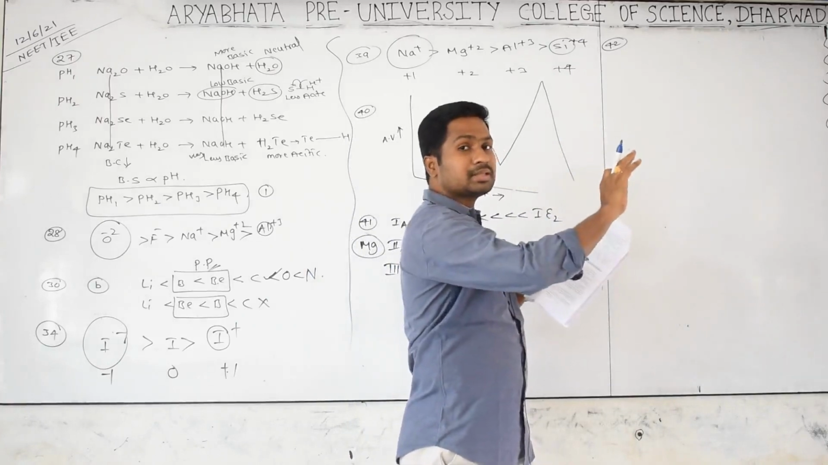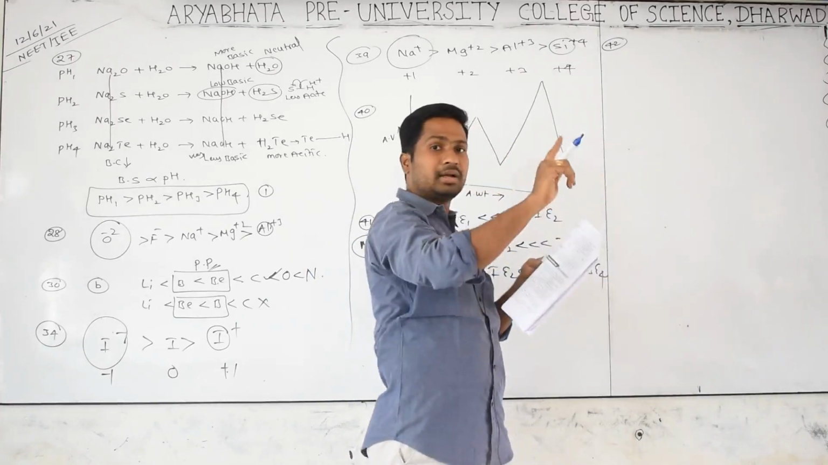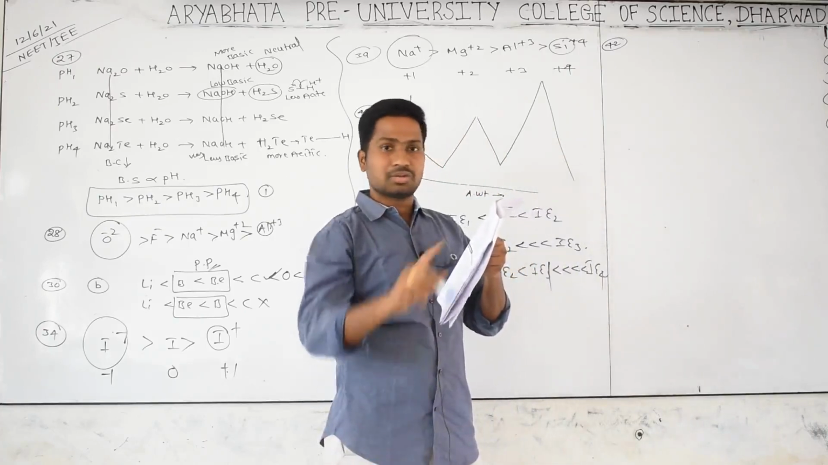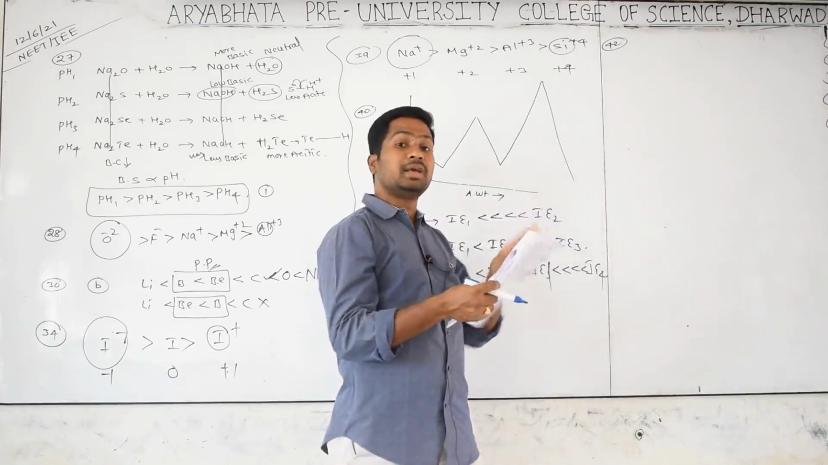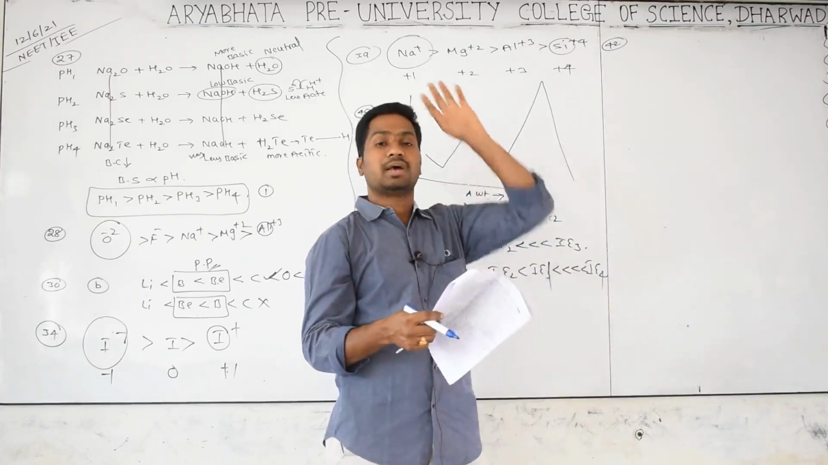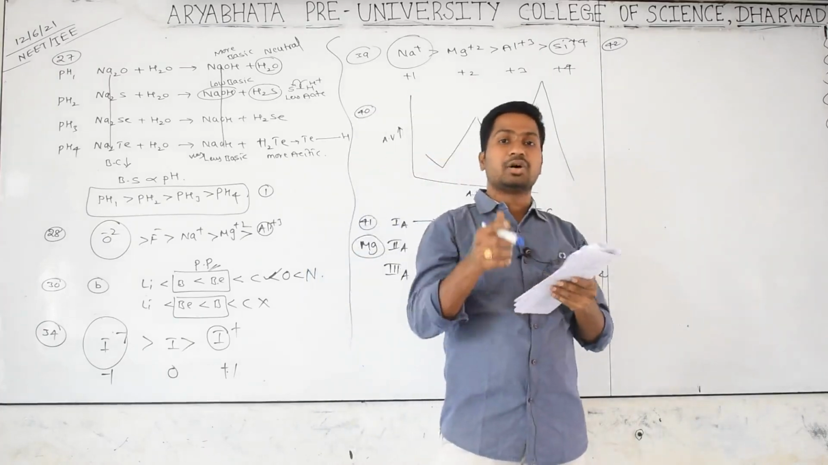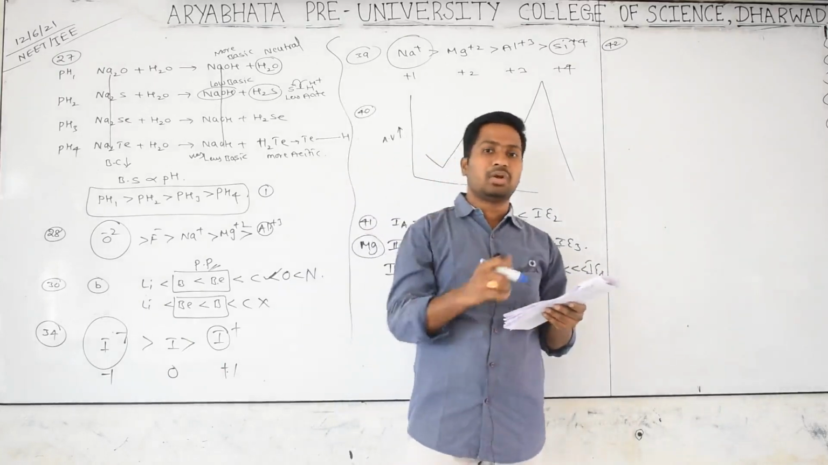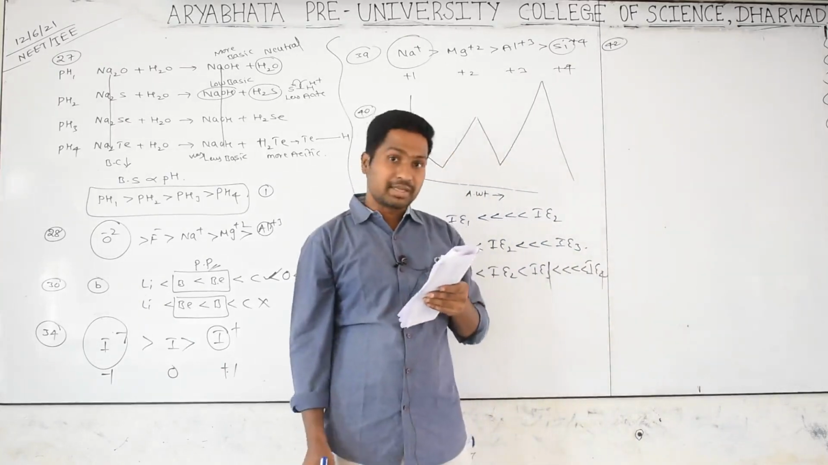P block elements means the last ones, either the oxygen family or the halogen family. Which one is given? Yes, oxygen family and halogen family, but relatively the halogen family has a very small size. That's why it more easily forms anions, because already having 7 valence electrons, to become stabilized it requires one more electron, taking it and forming anions very easily.